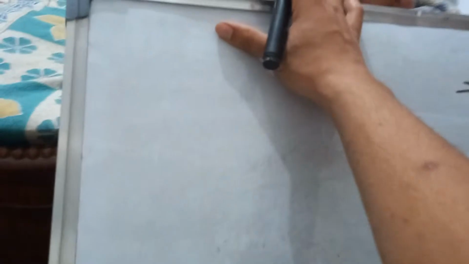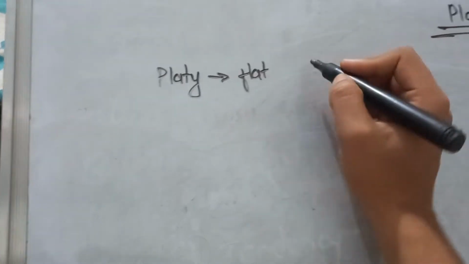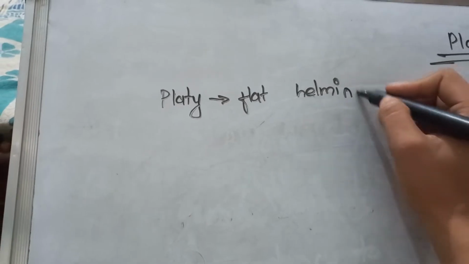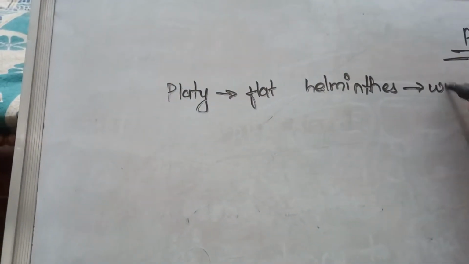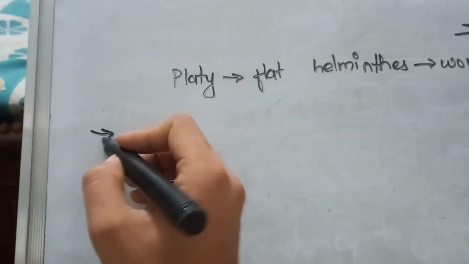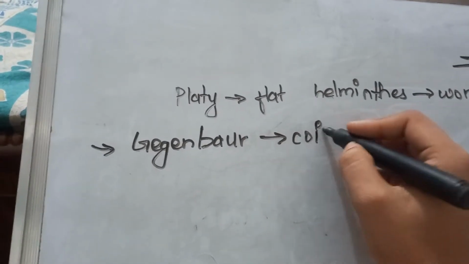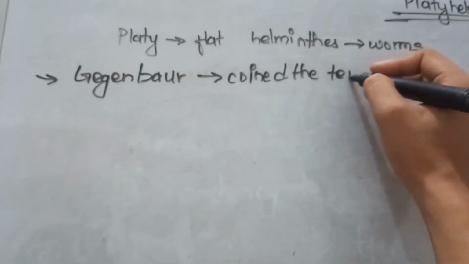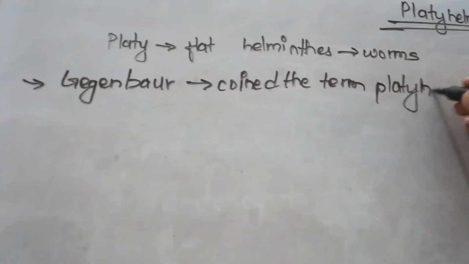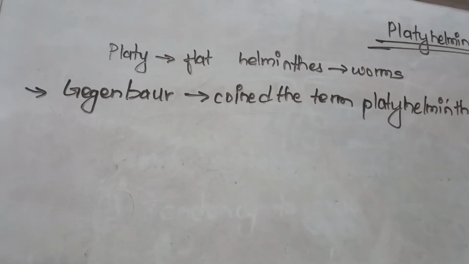Let's start. In Platyhelminthes, what you have to understand is that platy has been derived from two Greek words. One is platy, which means flat, and another is helminths, which means worms. Literally, Platyhelminthes means they are the flat worms. Guggenbauer coined the term Platyhelminthes for the first time.